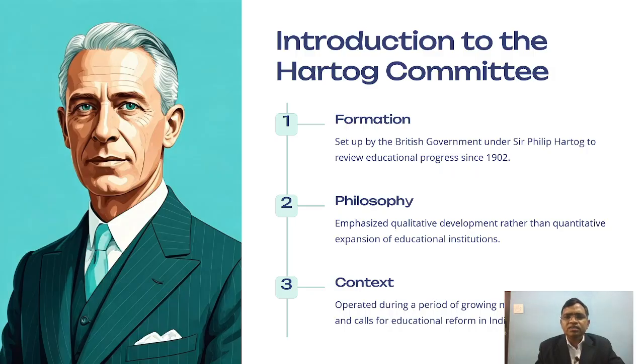Formation: it was set up by the British government under Sir Philip Hartog to review the educational progress since 1902, which was introduced by the colonial government. In order to review the same, the Hartog Committee got established. The philosophy behind this: it emphasized quality development rather than quantity expansion of educational institutions. So this Hartog Committee mainly focuses on quality rather than quantity.